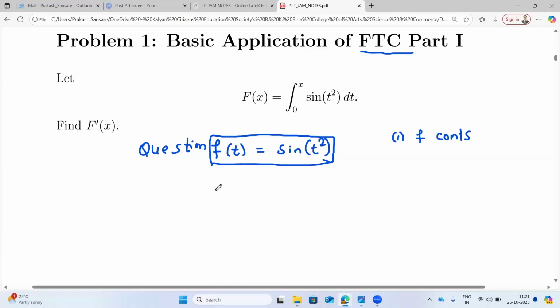So by the first fundamental theorem of integral calculus, F'(x) will be straight away f(x). So f(t) is sin t square, so it will be sin x square. Is it okay?